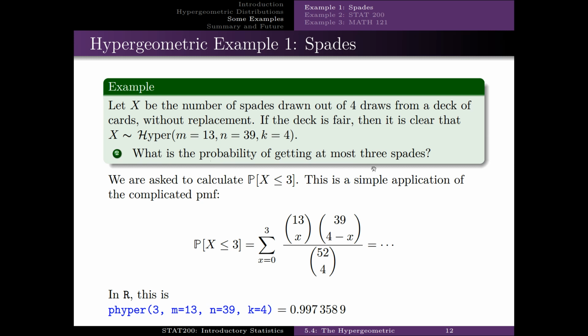Probability of getting at most 3 spades. This is a less than or equal to question. Less than or equal to 3. Since it is a cumulative, a less than or equal to, we can use the p version. 3, m, n, and k. So the probability of getting at most 3 spades is 0.9973589. In other words, pretty good chance that you'll get at most 3.